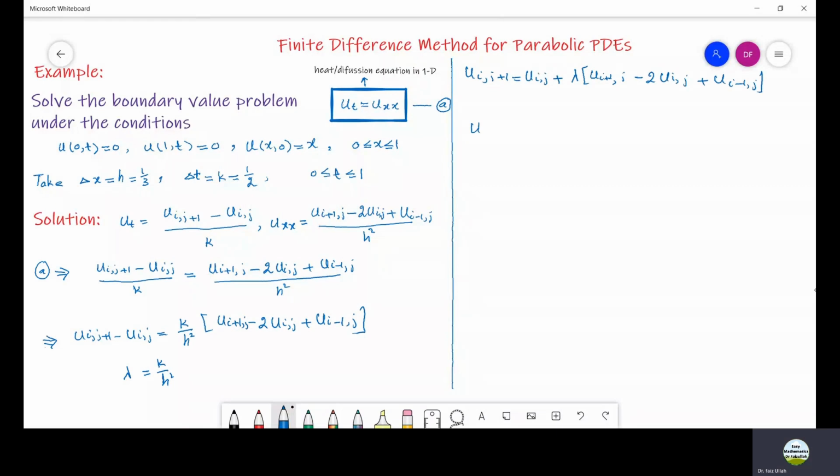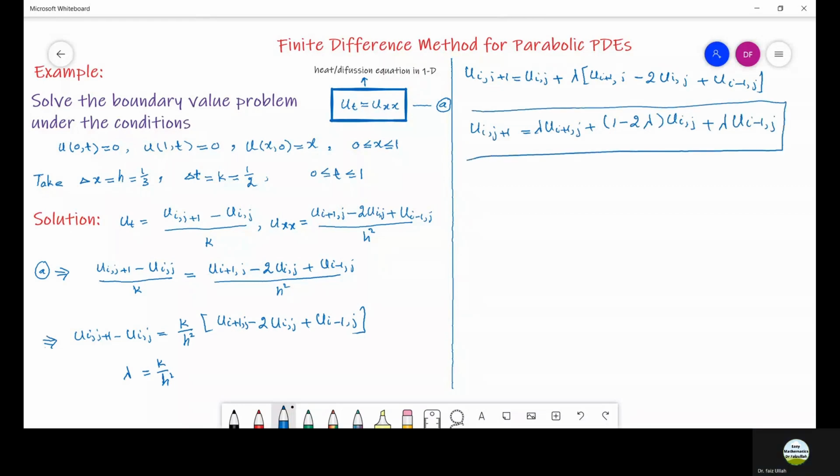And let us simplify it a little more. So we have ui j plus 1 is equal to lambda ui plus 1 j plus 1 minus 2 lambda ui j plus lambda ui minus 1 j. And this formula is also called the Schmidt explicit formula.